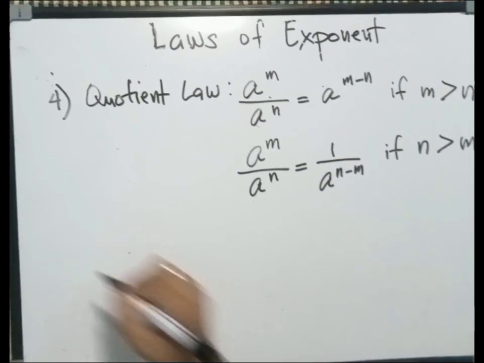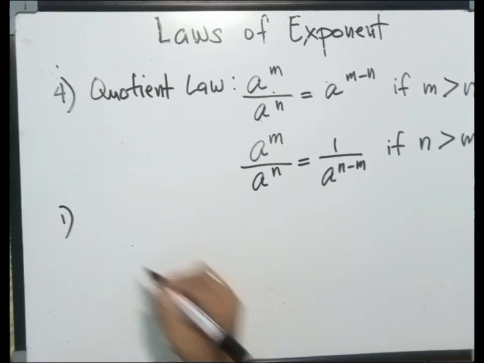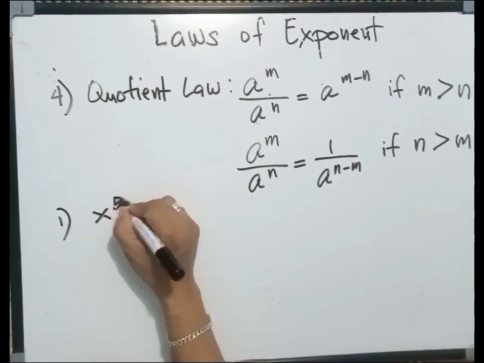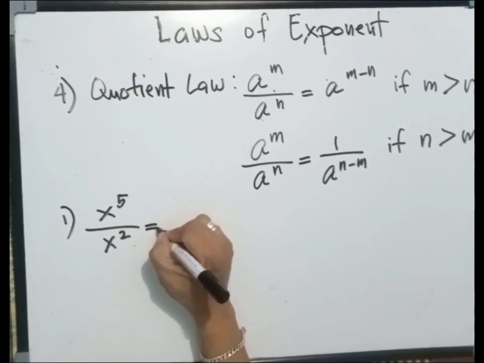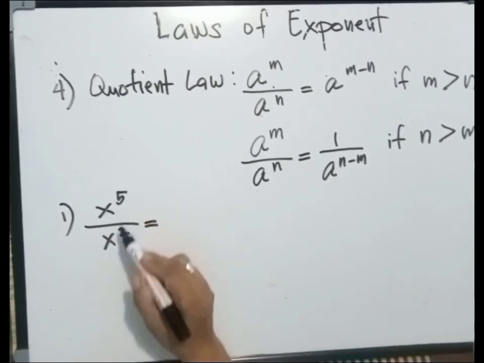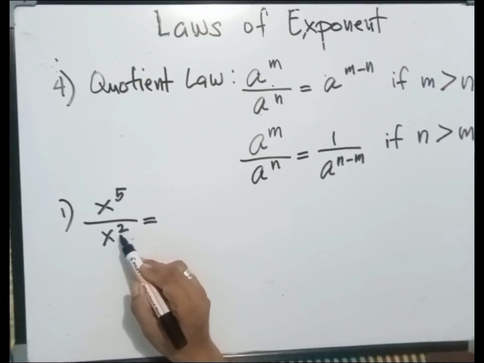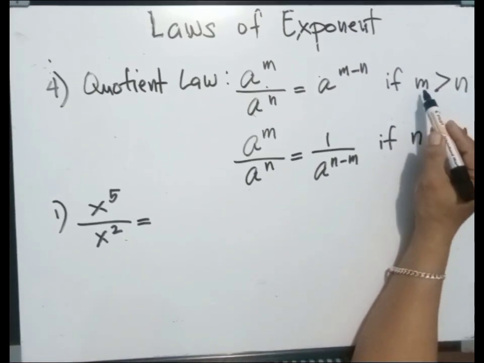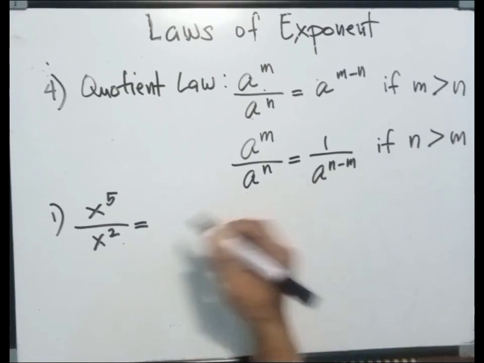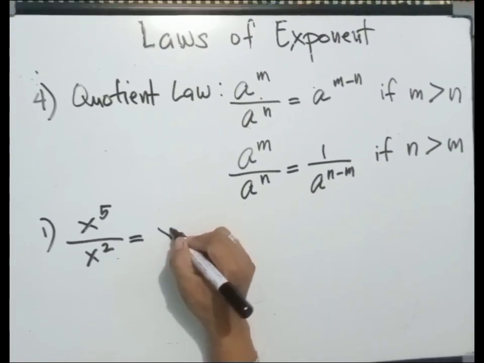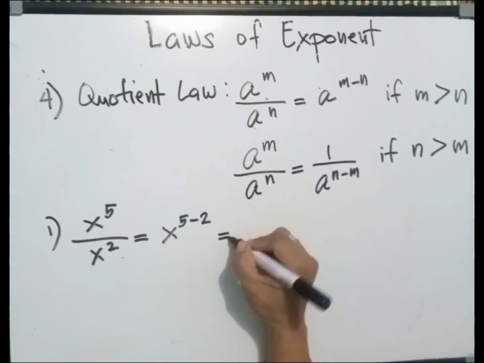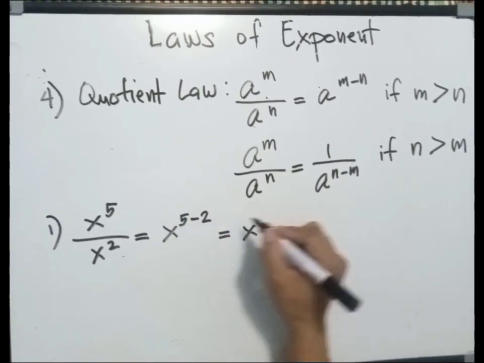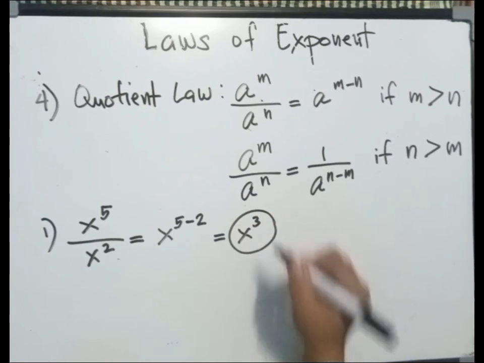Okay, mag-example tayo. Example number 1. X to the 5th divided by x squared. The numerator is greater than the denominator. So, ang gagamitin natin is m is greater than n. So, the answer will be x raised to 5 minus 2. And x, 5 minus 2 is 3. That will be our final answer.